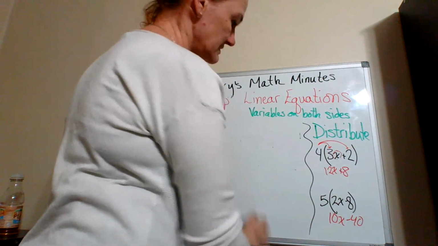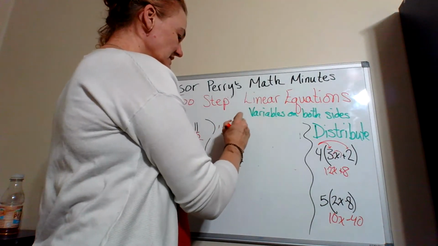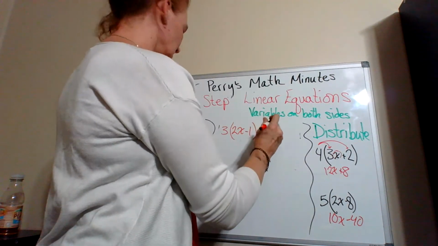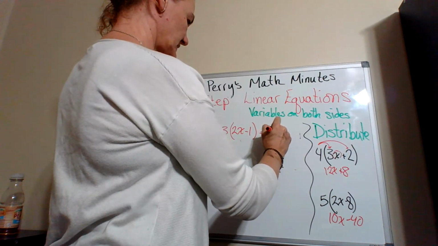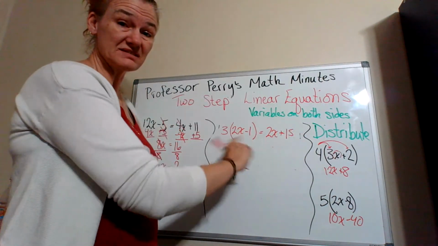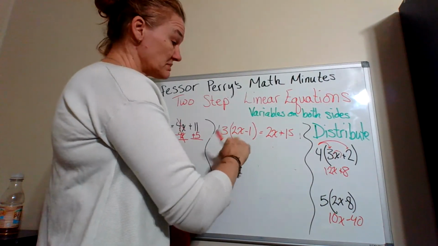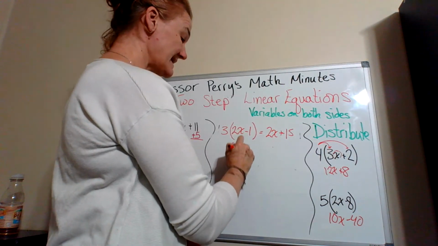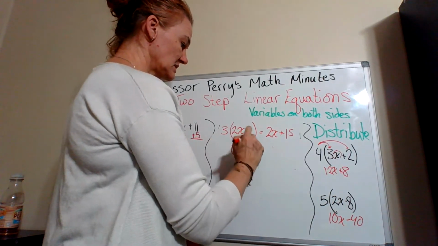Now if it was a problem, let's see. This might get messy because I didn't set it up ahead of time. So if there was a problem that said do 3 times 2x minus 1 equals 2x plus 15. This is going to get messy. Okay? I have to distribute this side first before I can move them around. So 3 times 2 would be 6x. Do not forget your x. Minus 3 times a negative 1 is 3.